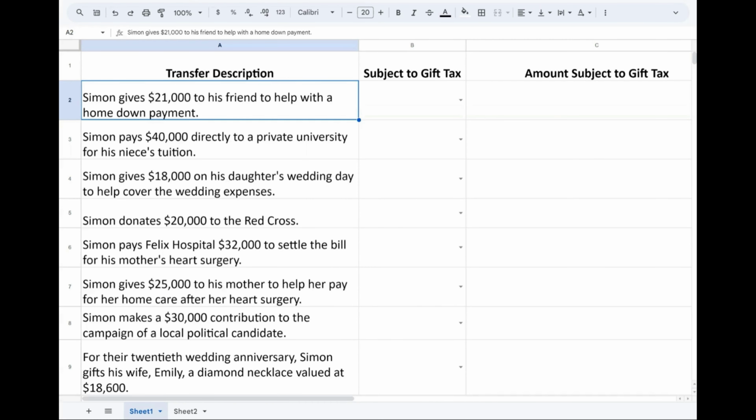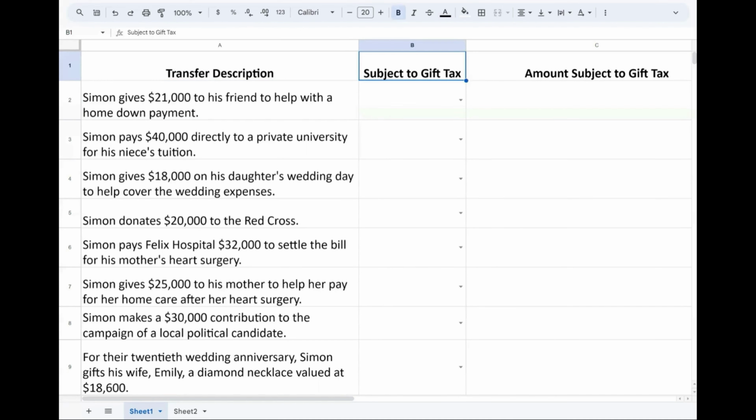Now, looking at the table, in column A, we have the transfer description. In column B, we have to choose whether the amount is subject to gift tax, yes or no. And in column C, we have to determine the amount that is subject to gift tax.